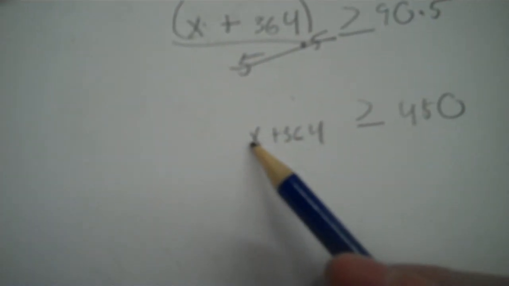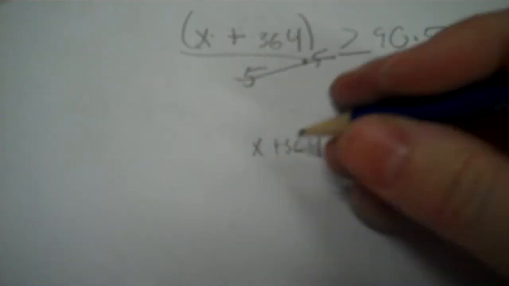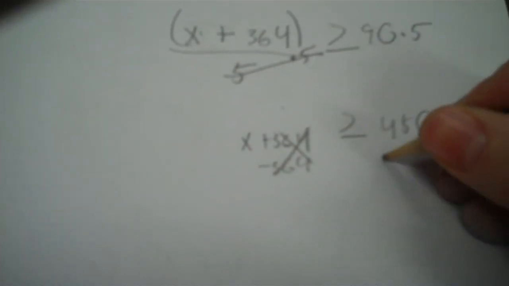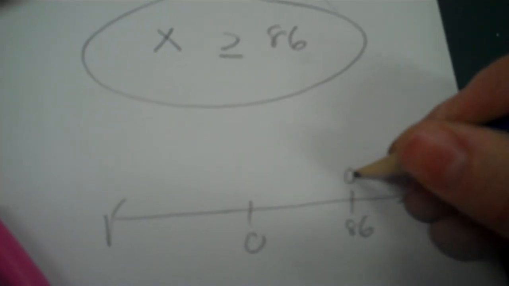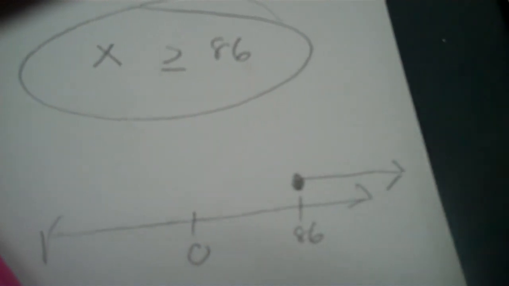Now solve it. You don't have a times or a divide operation, so that sign would stay the same. Now you just get rid of the plus 364, minus it. So 450 minus 364 is 86. So when you graph it, it opens towards the X, so we go that way. So it can be 86 or anything that way to meet my goal, to get what I want to. 86, 87, 88 goes on.